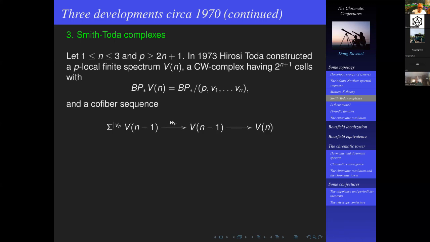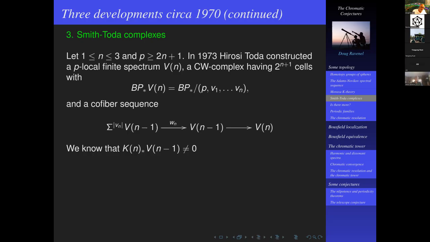And he also found a cofiber sequence that looks like this. There's a map to Vn minus 1 from an appropriate suspension of Vn minus 1, such that the cofiber of that map is V of n. Now, why are these interesting? They're interesting because they give us a way to construct certain families of elements in the homotopy groups of spheres, as I'll spell out in more detail in a moment.